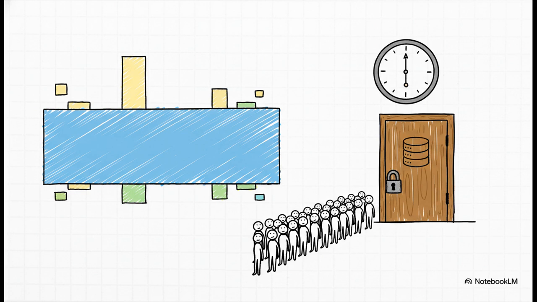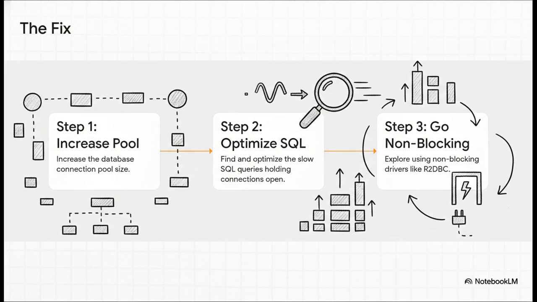And when you use it, the smoking gun is just glaring. You'll see this massive solid block in your flamegraph where all your threads are just stuck, waiting to get a database connection from the pool. Okay, so how do you fix this traffic jam?